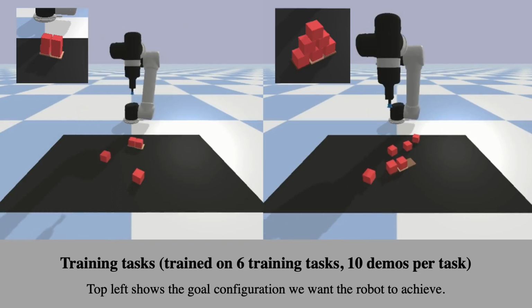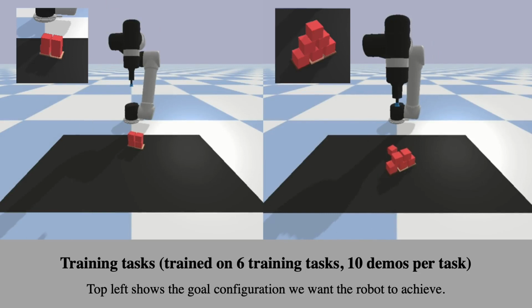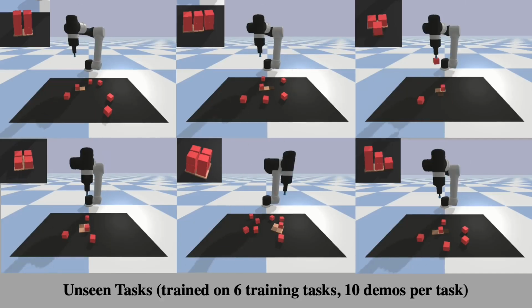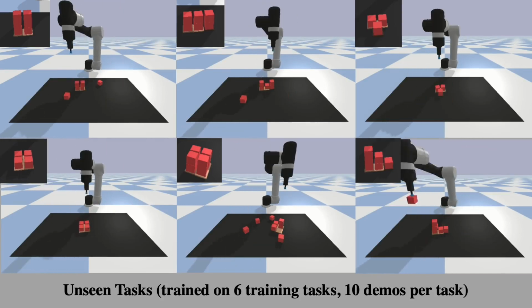We trained the model on 6 training tasks with 10 demos per task. Here we show testing results on 2 training tasks. Here we show the testing results on unseen tasks which are not present in the training data.